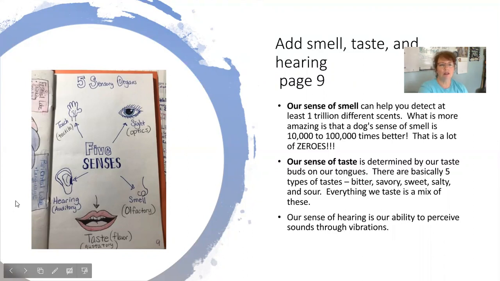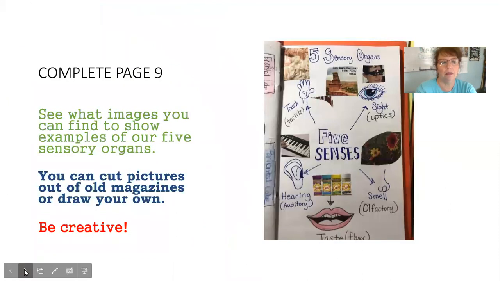Moving on to our sense of hearing, the auditory system. The auditory system is our ability to perceive sound through vibrations. Now, I got to admit, one of my treasures is music. And that has nothing to do with my eyes. It's totally everything to do with my auditory system, my sense of hearing. Now, I want to move on to the next page because I have a couple of things for you that I want you to notice.